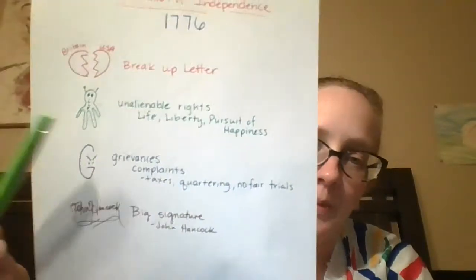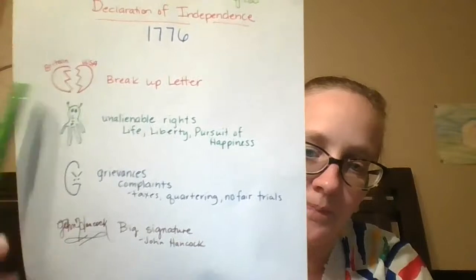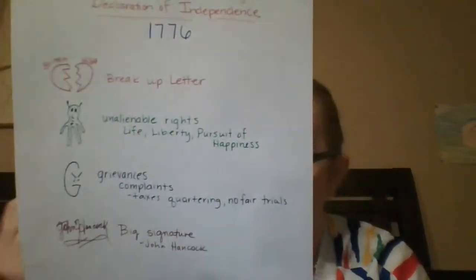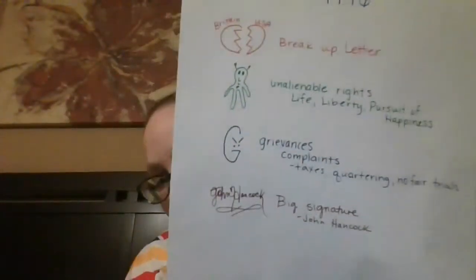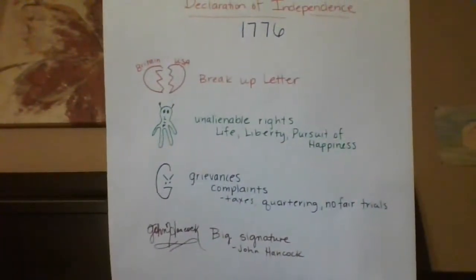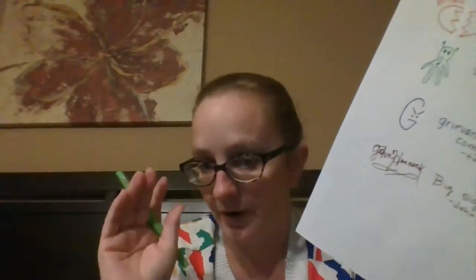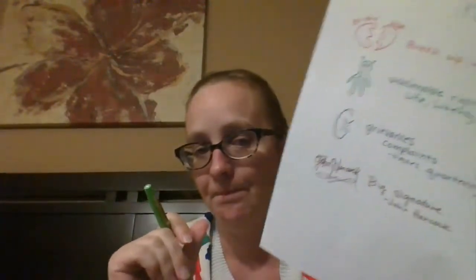So the first thing you want to remember is the breakup, the broken heart. And you just want to remember that the Declaration of Independence is a breakup letter. And that's all it is, a breakup letter. It is not a government. It doesn't say who's in charge. It doesn't say how things are going to be run. It's just a breakup letter. It says, Britain, we are independent from you now.